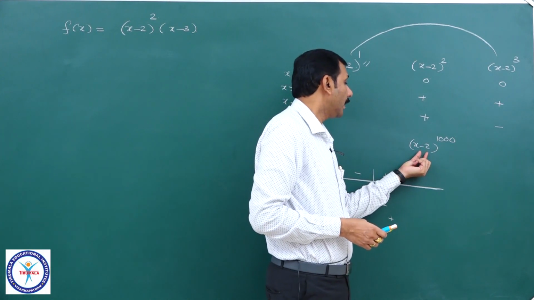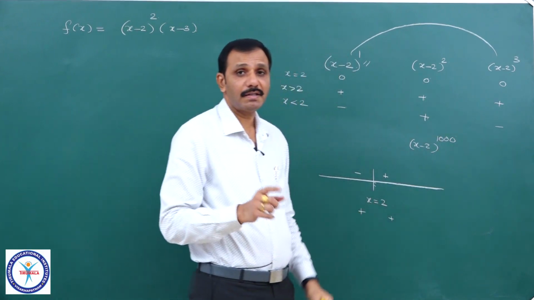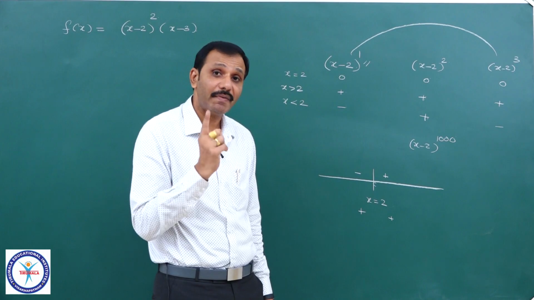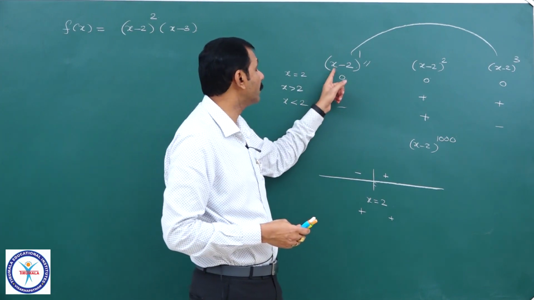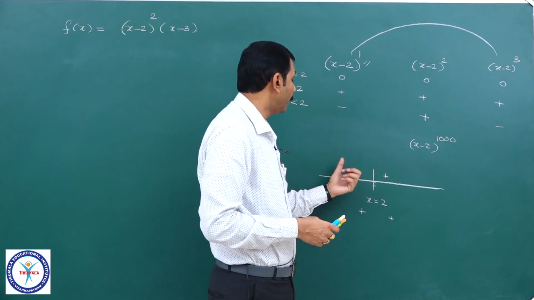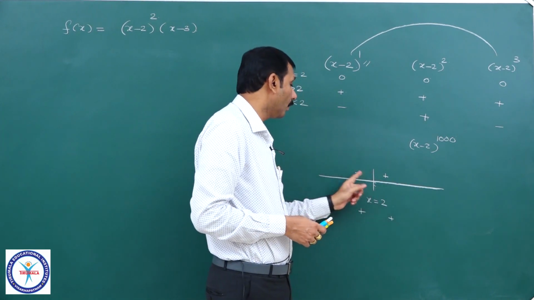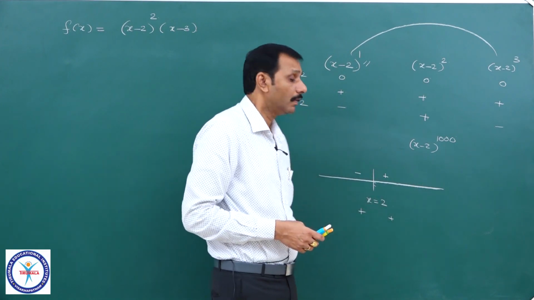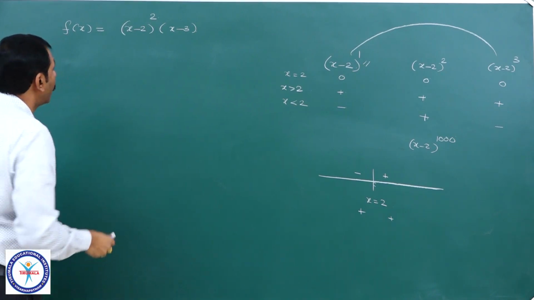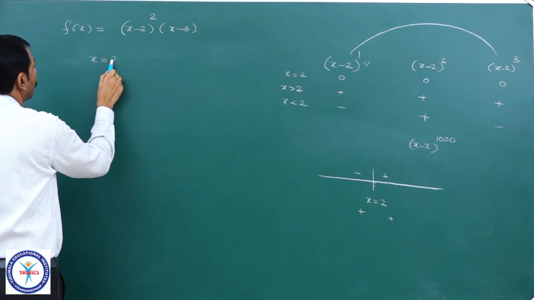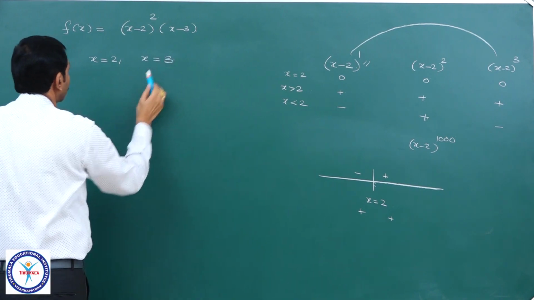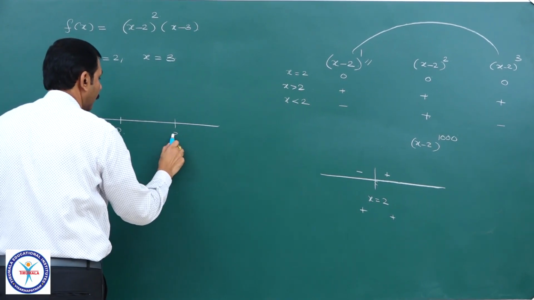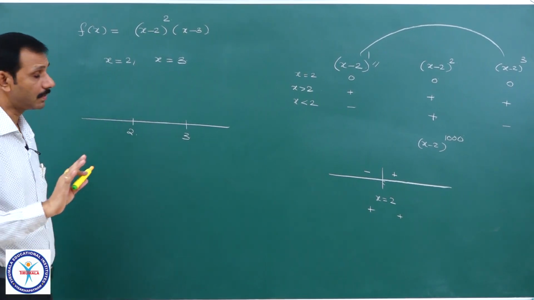Therefore, if the power of this is even, the sign will not change at x equal to 2, and when the power is odd, the sign of x minus 2 will change from negative to positive when you go from left-hand side values of 2 to right-hand side values of 2. What are the zeros of this polynomial? x is equal to 2 and x is equal to 3, and you mark on the real line, here it is 2 and it is 3. Observe this very carefully.